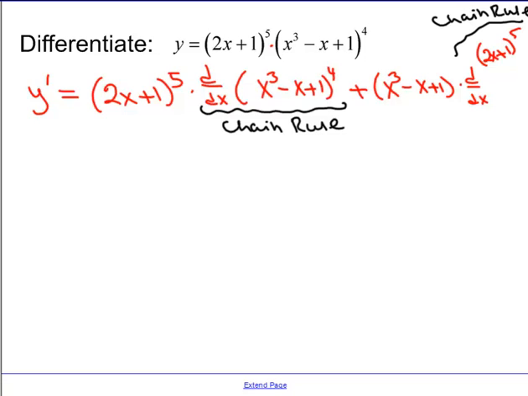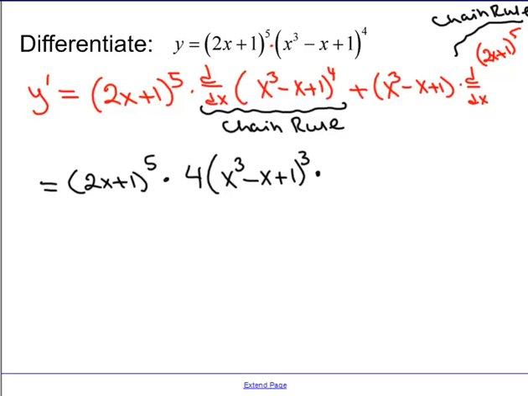Okay, so let's start. So first of all, we have (2x plus 1) to the 5th from before, and then this is an outer-inner function. So the outer function is the power of 4. So derivative of this is going to be 4 times (x to the 3rd minus x plus 1) to the 3rd power. And then we still have this inner function, so it needs to be multiplied by the derivative of this inner function, which is 3x squared minus 1.